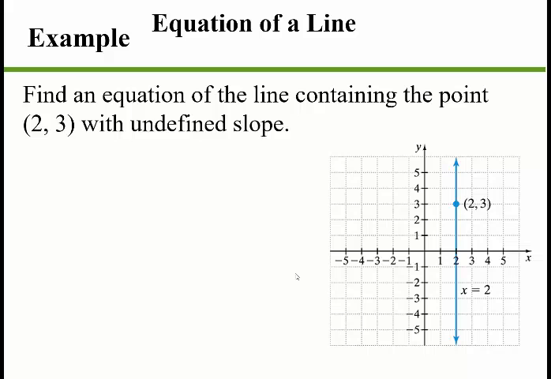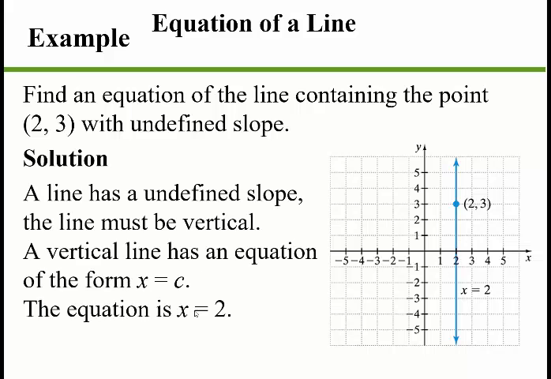Let's do the same thing, but with a vertical line. Find the equation of a line containing the point (2, 3) with an undefined slope. Well, what that tells me is an undefined slope comes from a vertical line, if you remember from the last section. That goes through the x value 2.